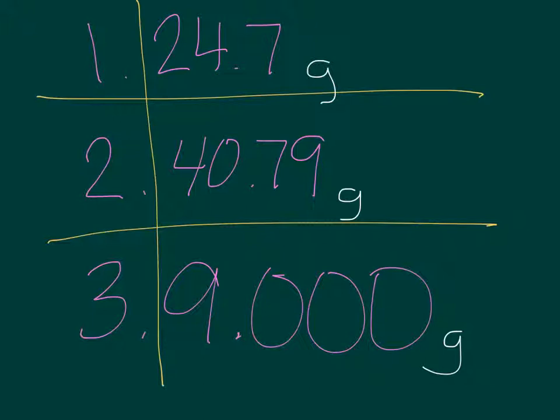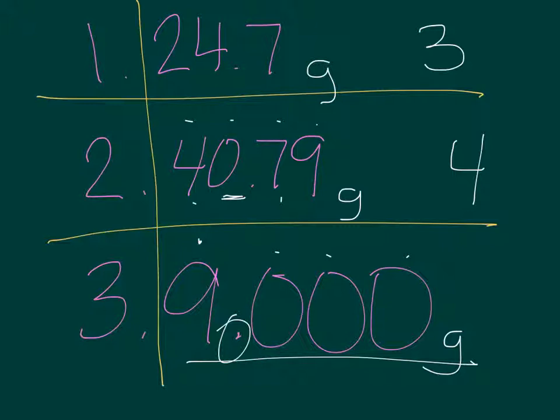So our first one, we have a 2, 4, and a 7, all non-zero, so I'm going to have 3 significant figures. In the second one, I do have a 0, but it's wedged between 2 non-zero digits, so I'll have 1, 2, 3, 4 significant figures. And in the third one, I have a 9, and I do have 3 zeros, but they're trailing zeros and a decimal is present, so I will have 4 significant figures.